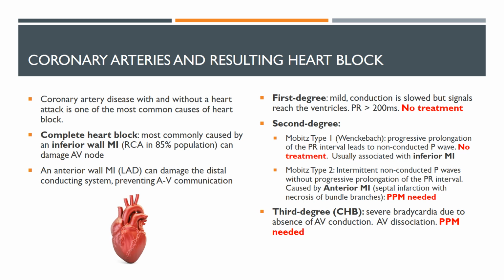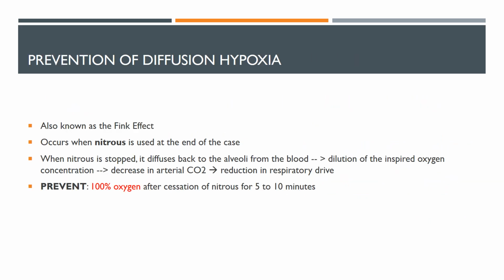Third degree heart block is where you have severe bradycardia due to absence of AV conduction. You end up with AV dissociation, and a permanent pacemaker is needed to treat these patients. For third degree or complete heart block, this is most likely caused by an inferior wall MI from your RCA, and in 85% of the population this can damage the AV node.